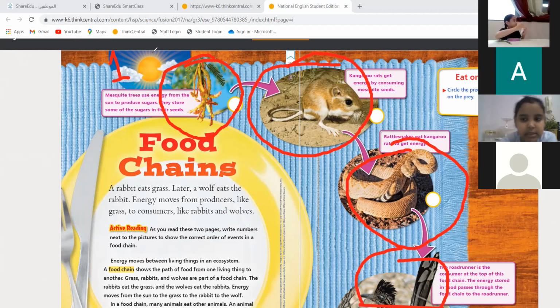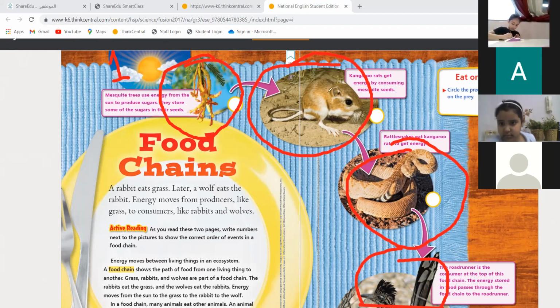The sun will give the energy to the plant. The plant is the producer. Why is the plant the producer? Because the plant will make its own food. After that, who will eat those plants?